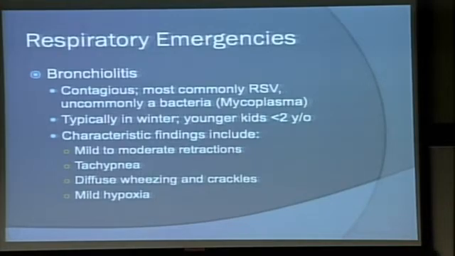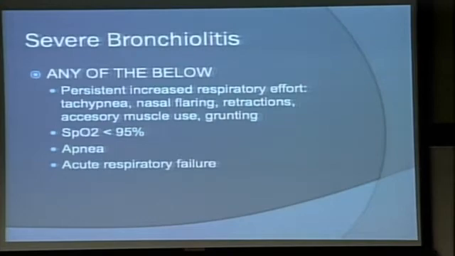Mild hypoxia. You say, well, okay, that's a kid with a cold, a sick kid. But severe bronchiolitis is any of those below. So, any of these: persistent increased respiratory effort, tachypnea, nasal flaring, retractions, accessory muscle use, and grunting. Little kids are grunting when they're breathing. That means they're really working. Or an SpO2 less than 95%.